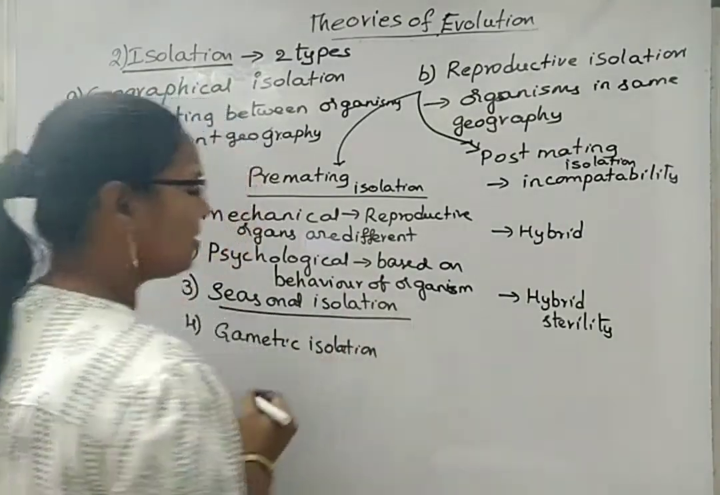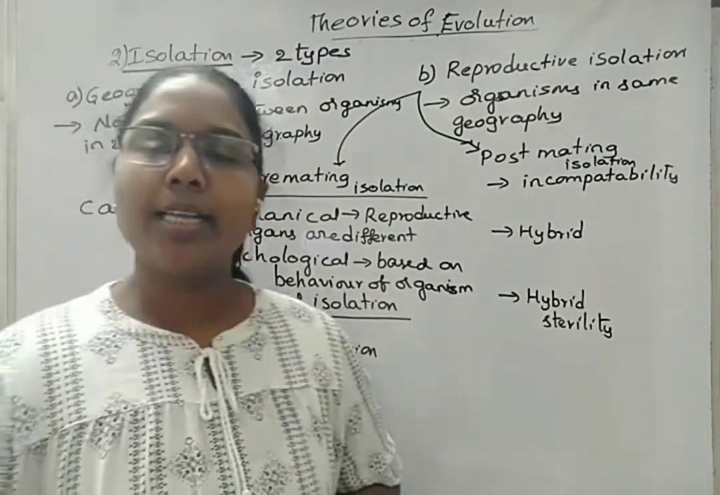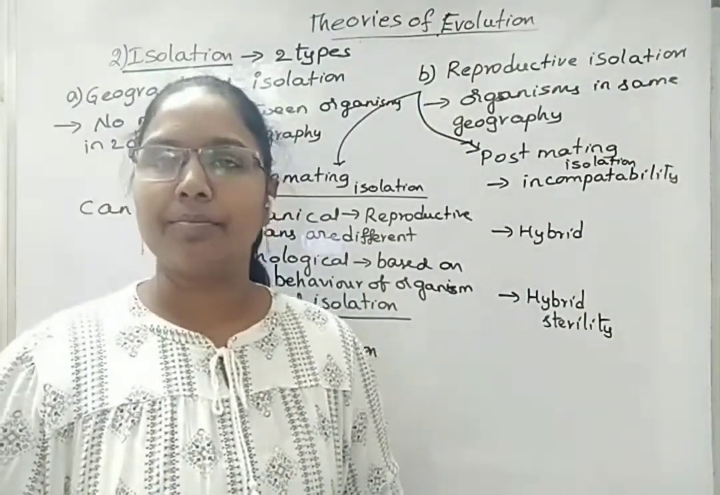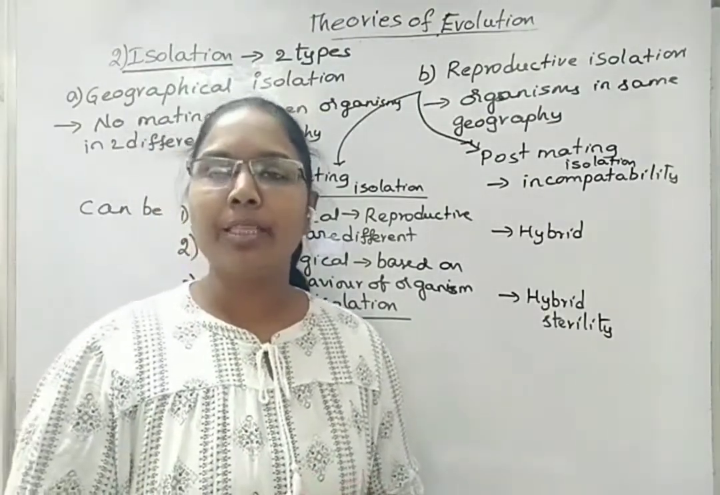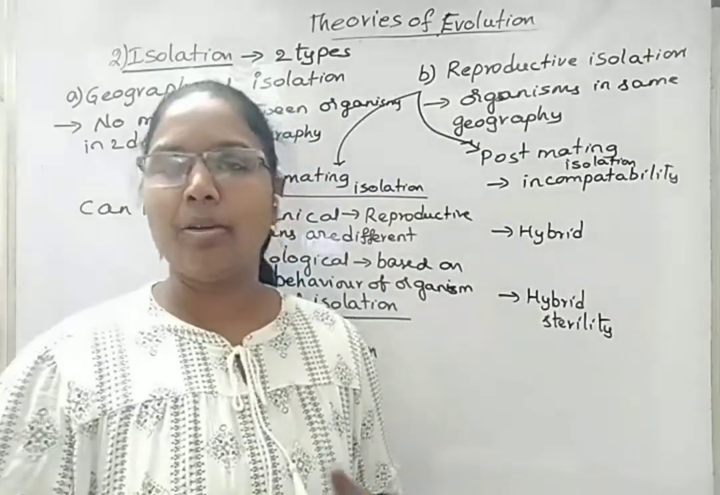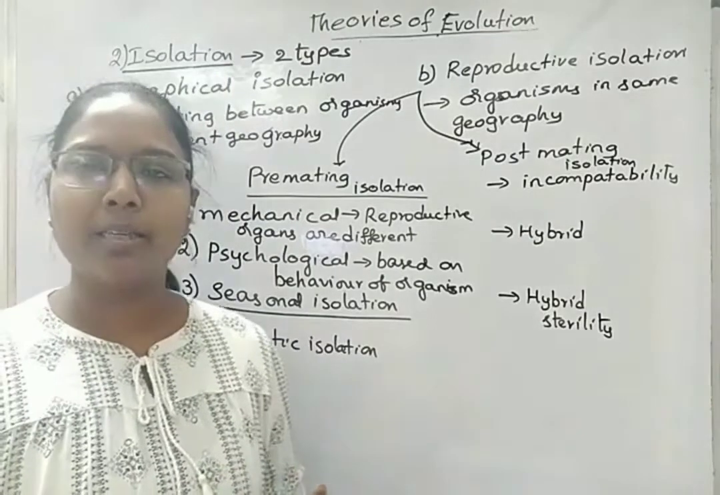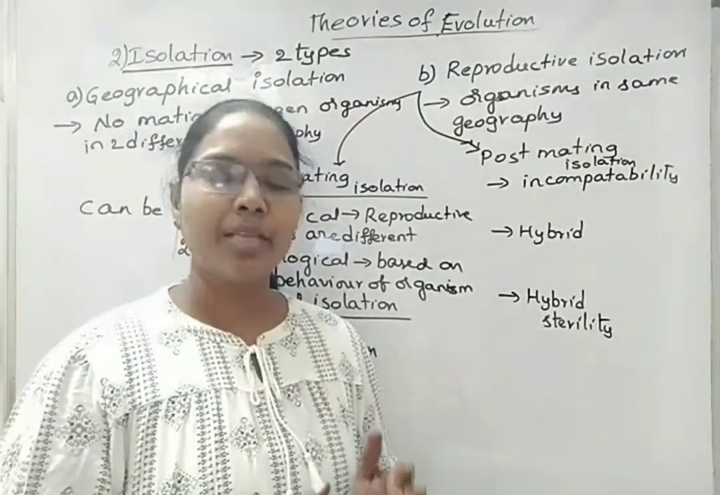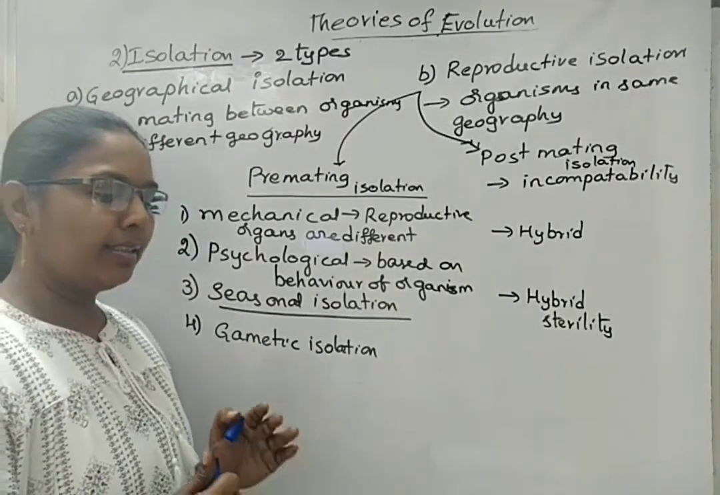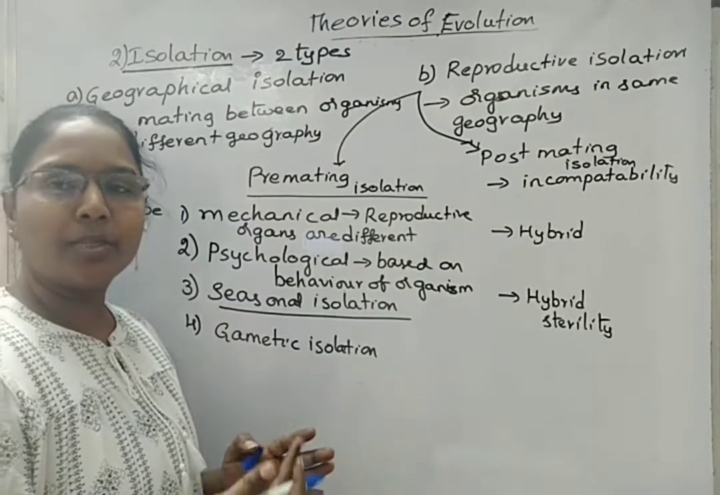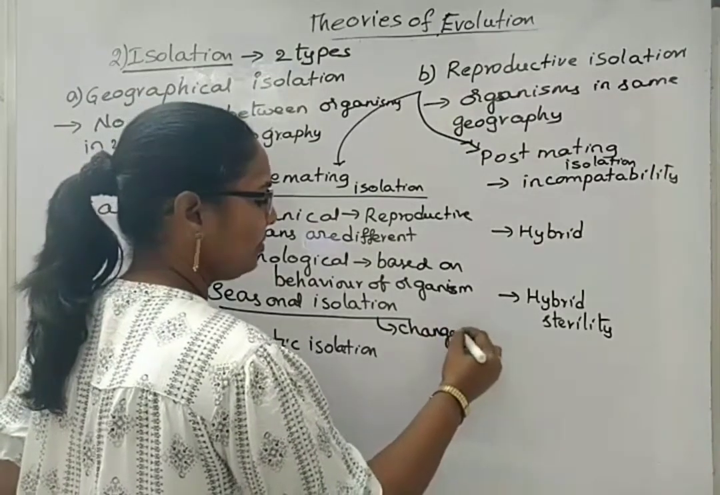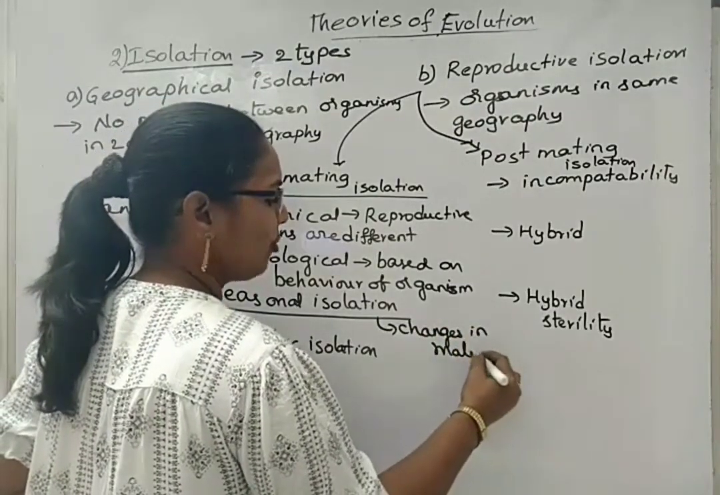Next, coming to seasonal isolation. Seasonal breeders lay eggs only in one particular season. For suppose if you take birds, they lay eggs only in one particular season. If you take mangoes, we get mangoes only during April or May. This is one particular season in which most organisms show maturity of the reproductive organs or the gametes. Then only the organism will give rise to new offspring. So here there are changes in maturation of gametes.